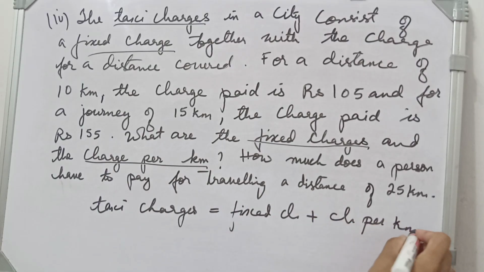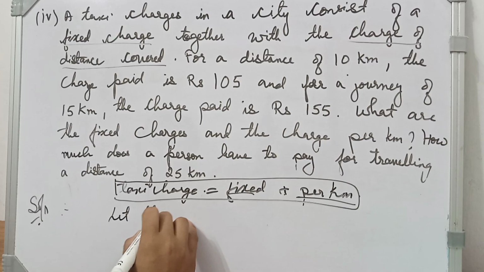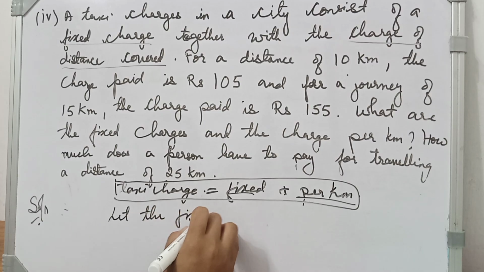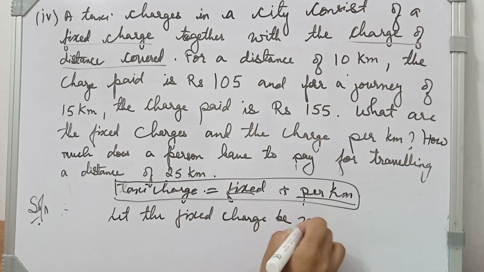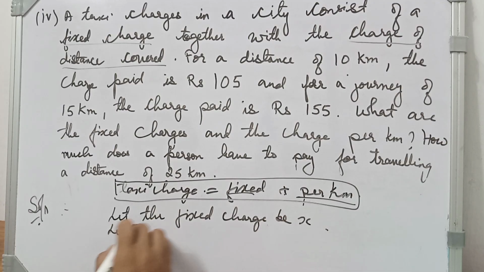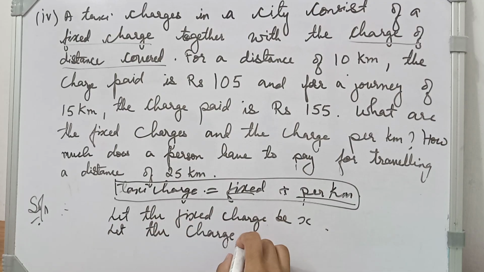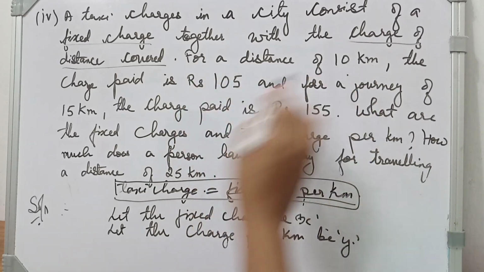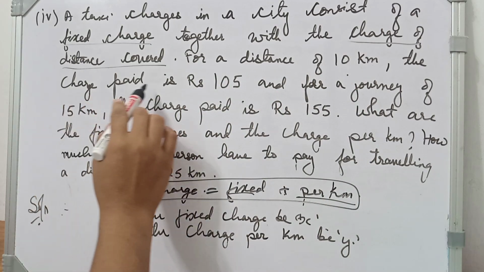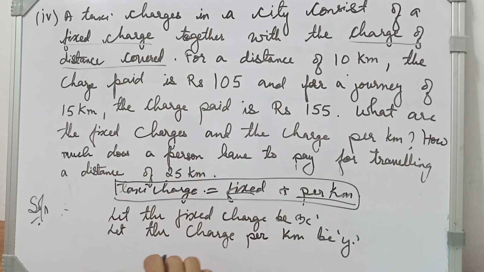Let the fixed charge be x, and let the charge per kilometer be y. Then for a distance of 10 km, the charge paid is 105.